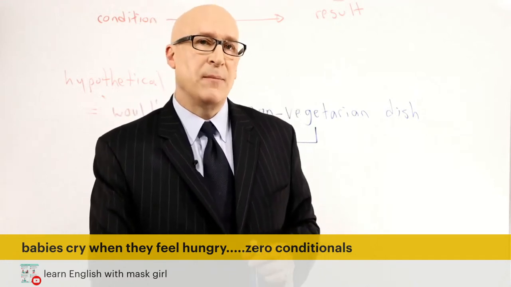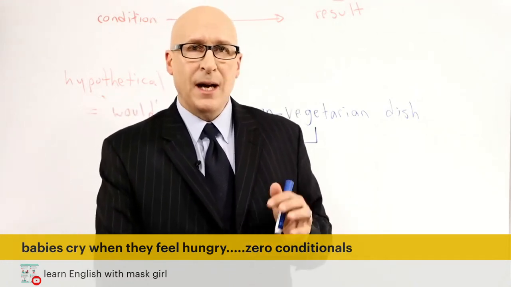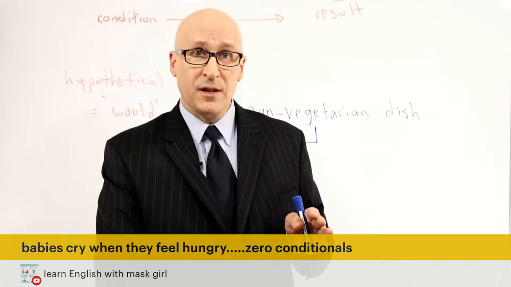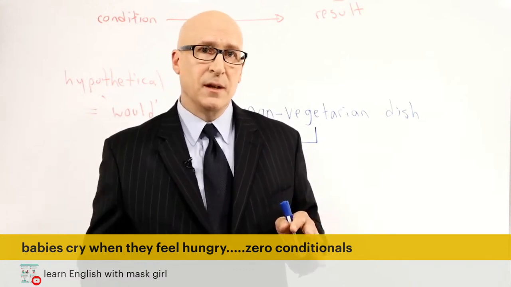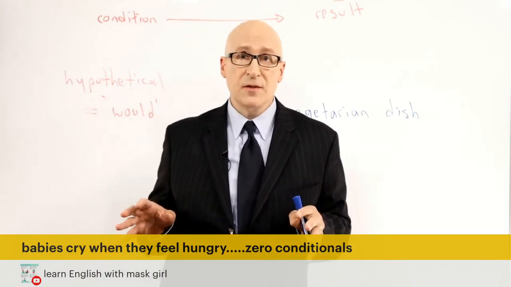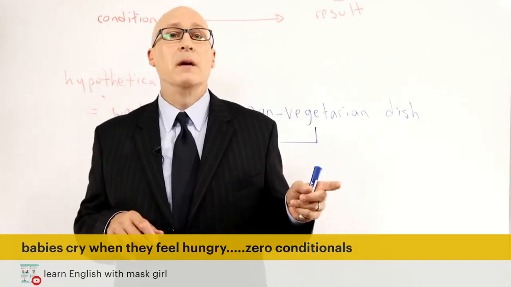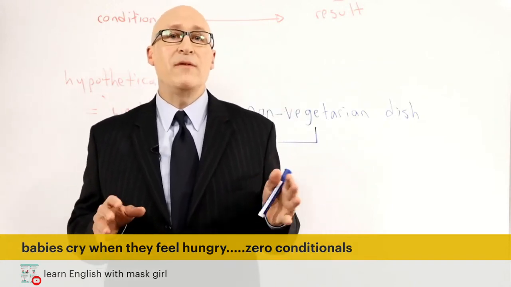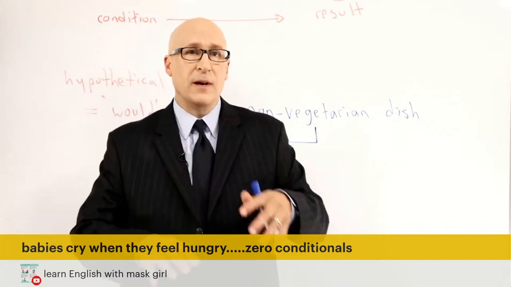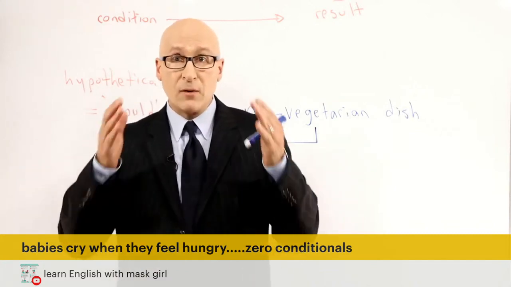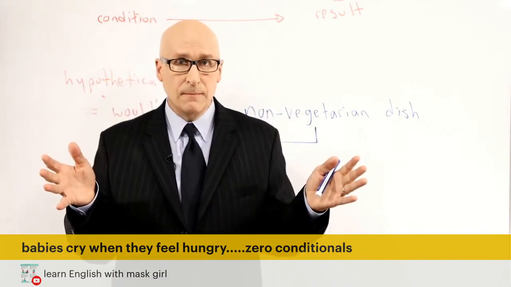So this is an example of a zero conditional, but I would say this is better as a first conditional because there are situations where this might not happen, right? Babies cry when they feel hungry. So let's switch it around. When they feel hungry, babies cry. That's generally true, okay?